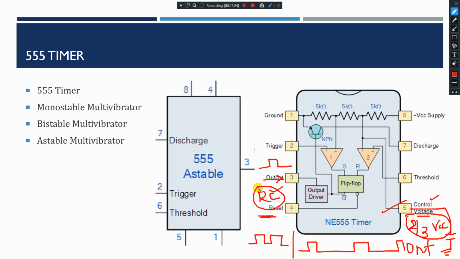So with the combination of R and C, if I want a varied output waveform, then I need to use this control voltage of pin number 5. Or else, if I don't want this option, then I can directly connect this to ground using a 10 nanofarad capacitor. That is what happens with pin number 5 of your 555.